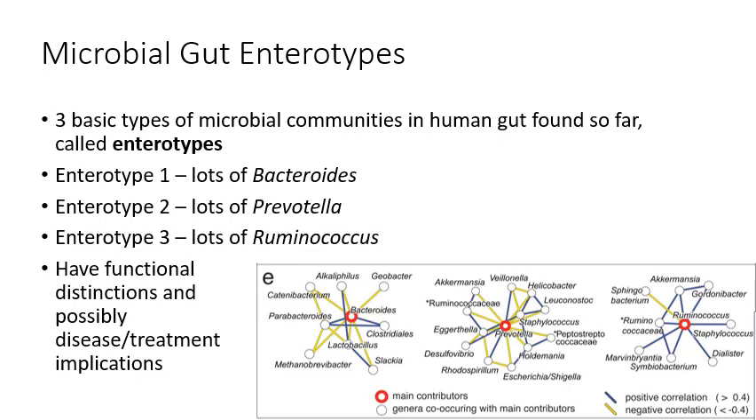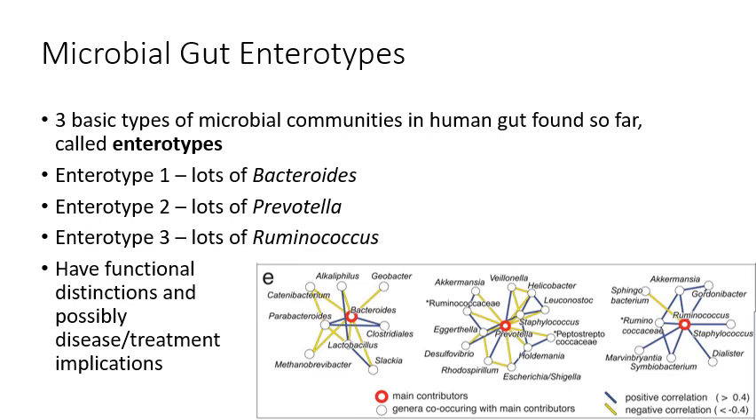Along with that defining genus of Bacteroides, you're going to be more likely to find certain other genera and less likely to find other genera. For enterotype 2, the dominant genus would be Prevotella, and for enterotype 3, the dominant genus is Ruminococcus. In the diagram there, it's showing sort of maps of the different enterotypes and what types of genera you would find in those enterotypes.